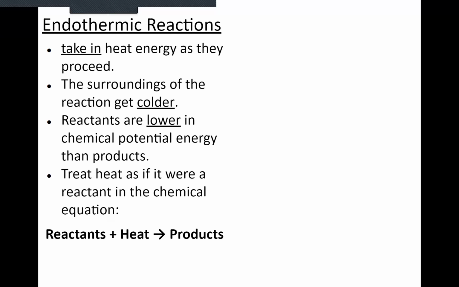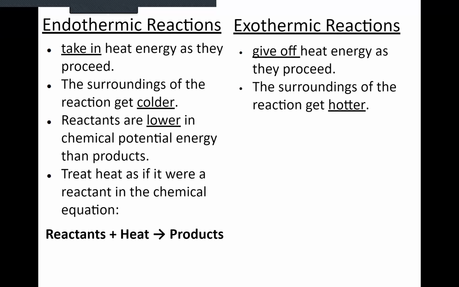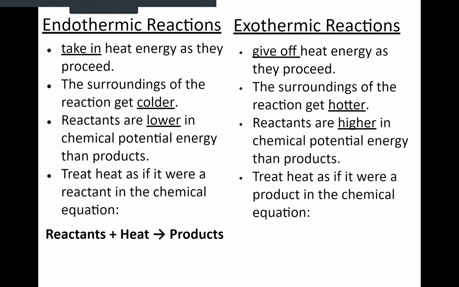Let's contrast that with exothermic reactions. We'll see just the opposite trends for exothermics. They give off heat energy as they proceed. The surroundings get hotter, not colder. Reactants are higher in chemical potential energy than products. And if we were to write a chemical equation with heat as part of it, we would put heat on the right side of the equation. Reactants yields products plus heat.